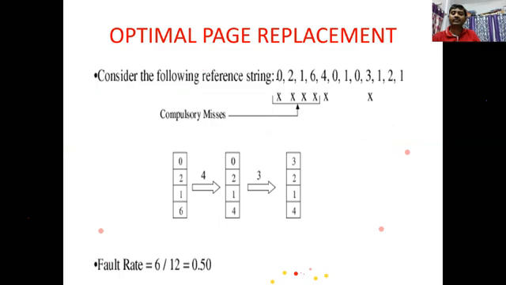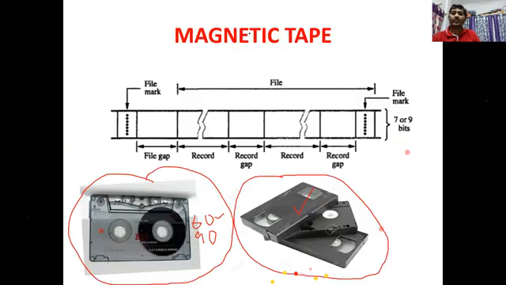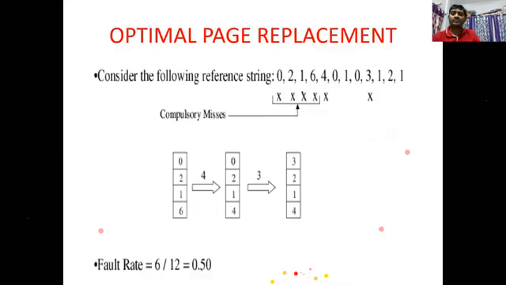So consider the following reference string: 0 2 1 6 4 0 1 0 3 1 2 1. These are the pages to be referenced. Now I have a frame size of 4, right? In this string, first this page will be stored, this page will be stored, and next 2 will be stored, 1 will be stored, and 6 will be stored. So your memory frames are full, right?